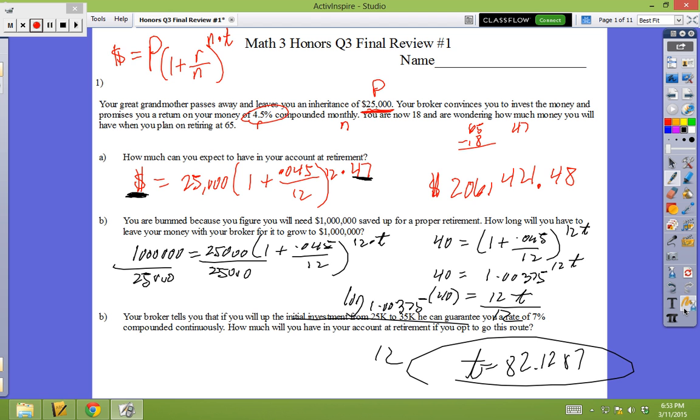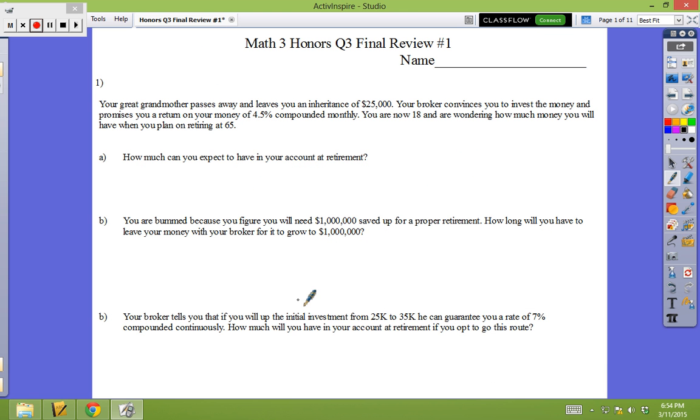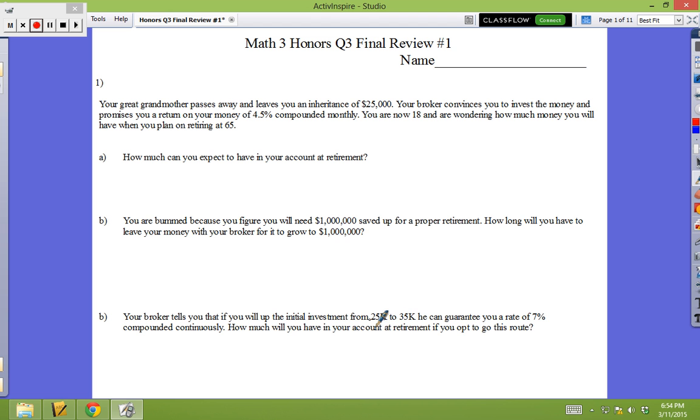Okay, the last one, your broker tells you that if you give him more money, so if you invest 35 instead of 25, he'll give you a better rate and he'll compound it continuously. So you're getting interest paid every second of the day instead of once a month. So the continuously compounded interest is equal to the amount you deposit multiplied by e raised to the rate times how many years you're going to leave it in.